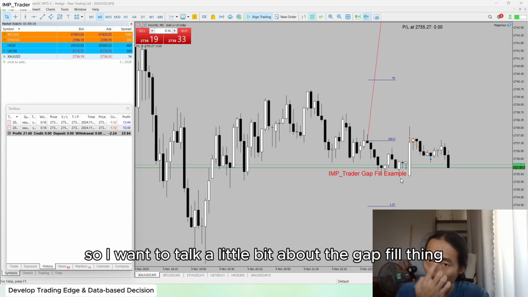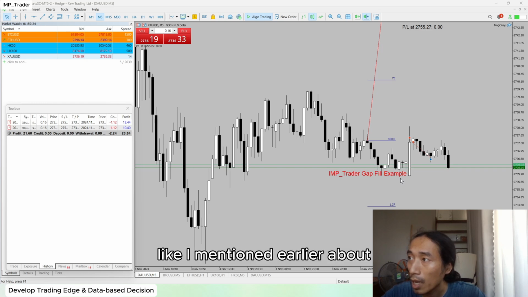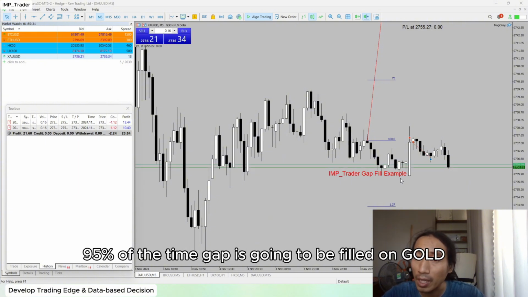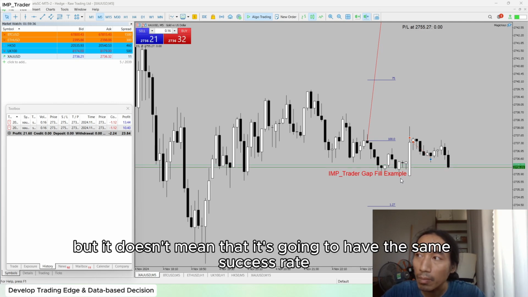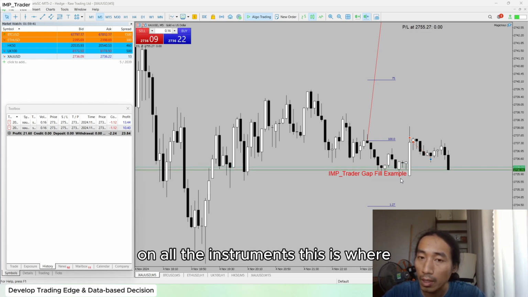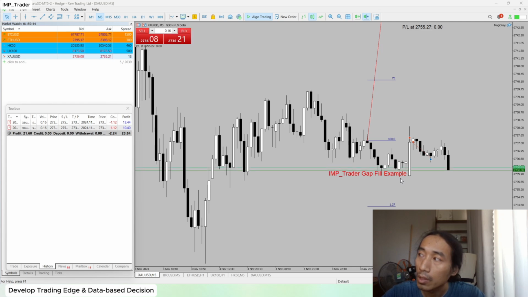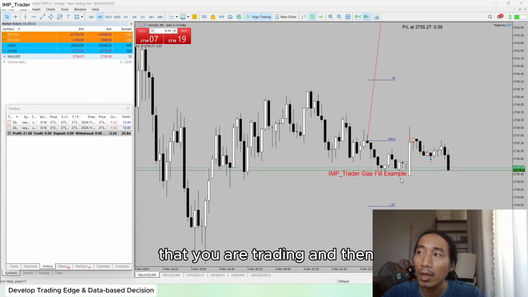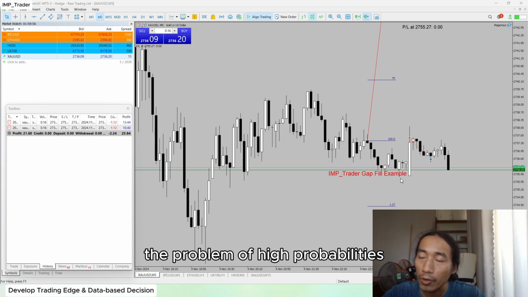So I want to talk a little bit about the gap fill thing. Like I mentioned earlier, we know that most of the time, 95% of the time, the gap is going to be filled on Gold. But it doesn't mean it's going to have the same success rate on other instruments. This is where you need to do the research on the pair or the market that you are trading.